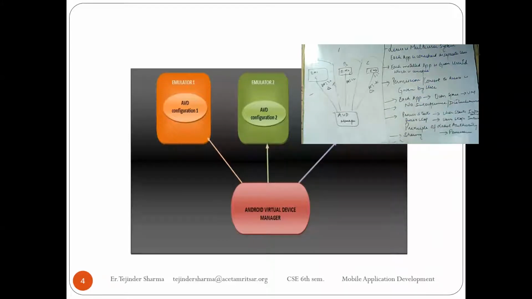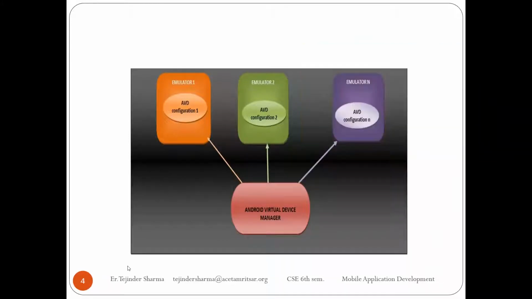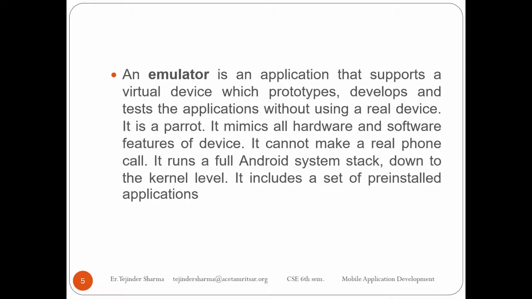So this is what is written in the text. An emulator is an application or a virtual device or a prototype which develops and tests the application without using the real device. So it is a simulation that mimics the hardware or software feature of the device. But the only difference is that you cannot make a phone call from this device. Although it runs the full Android system stack down to the kernel level, and it also has the pre-installed applications like when you buy a new mobile phone. So it is just the mimic of your actual device with the hardware and software features. Even skin is also there.